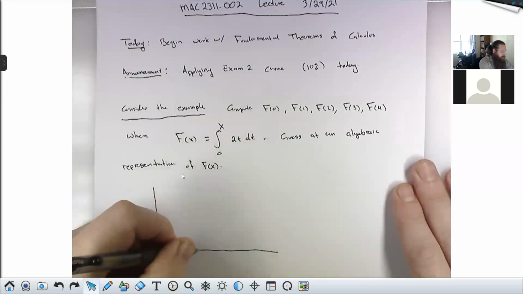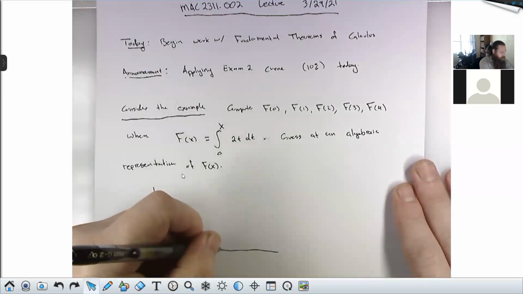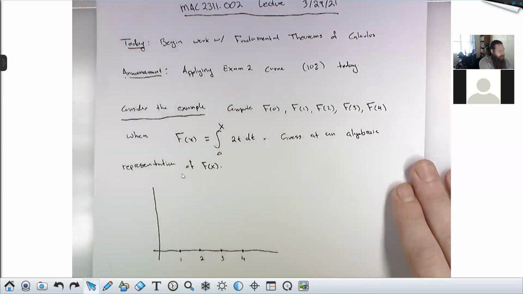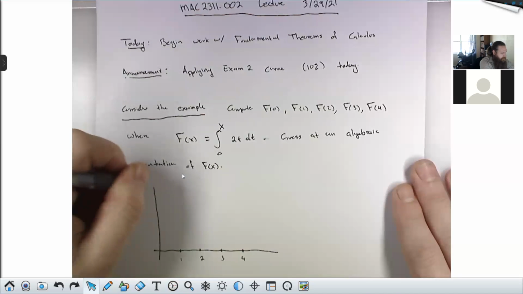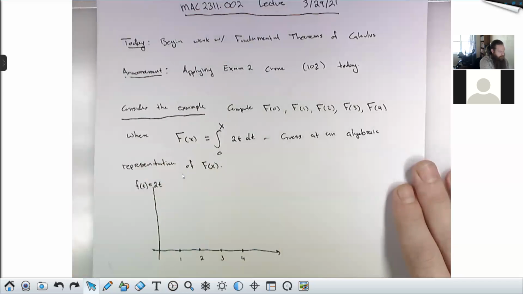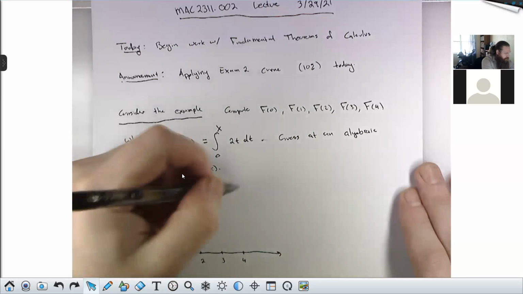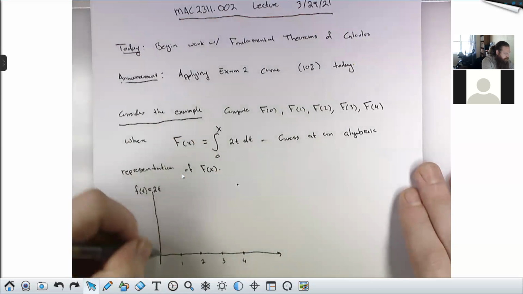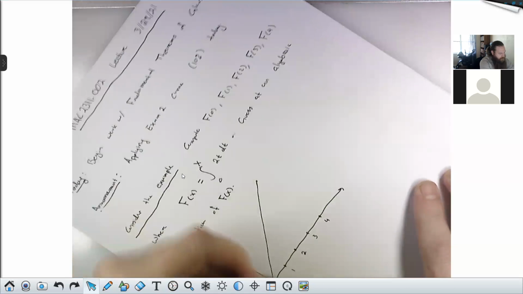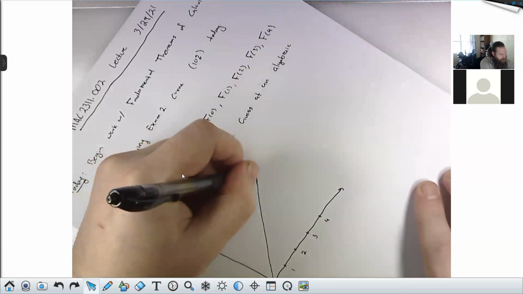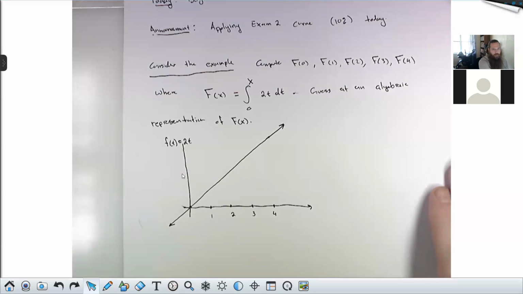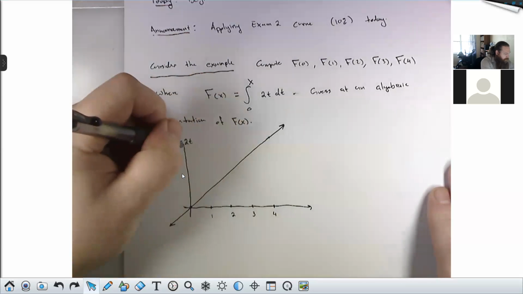So we'll say this is 1, 2, 3, 4. And here what I'm going to graph isn't capital F, it's little f. F of t equals 2t. Just see how to get the values of capital F out from this. So we know what this looks like. It's a line with slope 2 and y-intercept 0. That means that over here at x equals 4, this is actually 8.